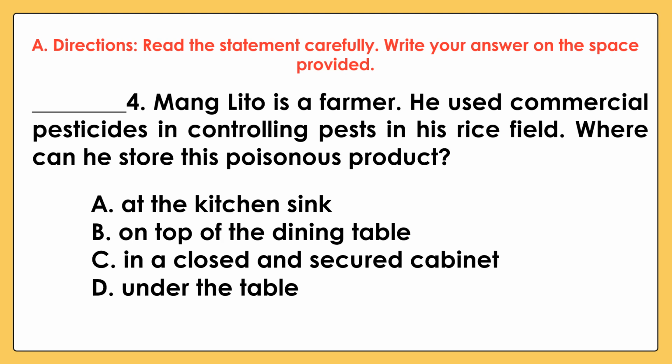Number 4. Manglito is a farmer. He used commercial pesticides in controlling pests in his rice field. Where can he store this poisonous product? A. At the kitchen sink. B. On top of the dining table. C. In a closed and secured cabinet. And D. Under the table. The correct answer is letter C. In a closed and secured cabinet.